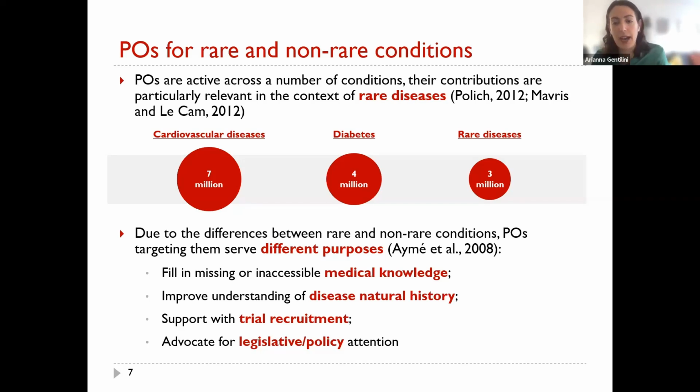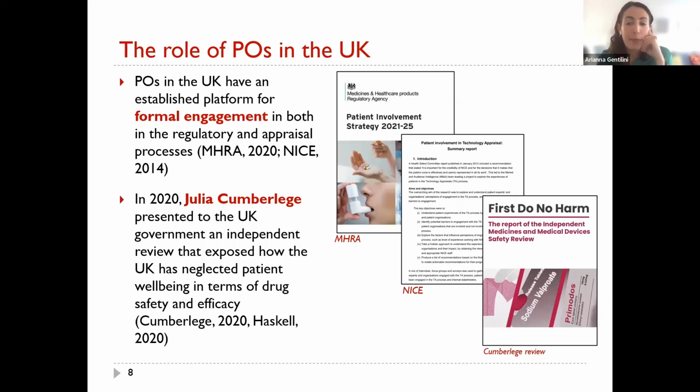And just to give you a sense of how small the patient population is for these conditions, the 6,000 rare diseases identified to date in the UK affect approximately 3 million people. And to compare, 4 million in the country suffer from diabetes and 7 million from cardiovascular diseases. And so because of this, patient organizations focusing on rare diseases were created to fill in the missing medical knowledge on these conditions, and they can facilitate access to data needed to conduct clinical trials, and on top of that, they can advocate for legislative and policy attention.